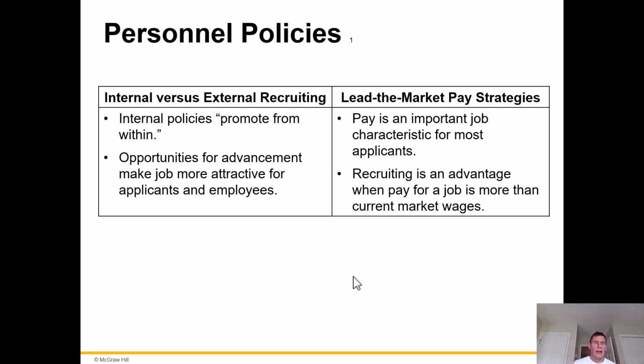That's very common. It also offers opportunities for advancement, and it makes the job more attractive for applicants and employees. And then lead the market pay strategies. So obviously, to most people, pay may not be the most important thing, but it obviously is an important job characteristic for most applicants. So recruiting is an advantage when pay for a job is more than current market wages.